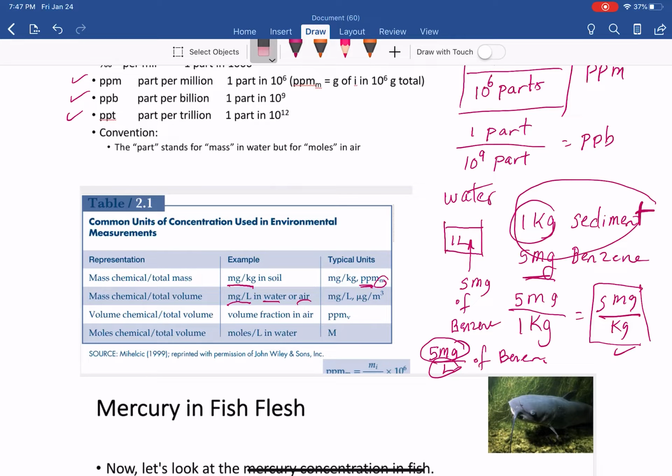The last one here, sometimes we use volume fraction. We divide the volume of the chemical over the total volume. Volume of benzene over the total volume of air. That's only for air. And we call this part per million, and you can see volume here. And of course, in water, we know this from chemistry, mole per liter, which is like molarity, and we use this only for water. We don't use this for air. We don't use this for soil, only for water. So try to understand this table because it's an important table for quiz number 3.